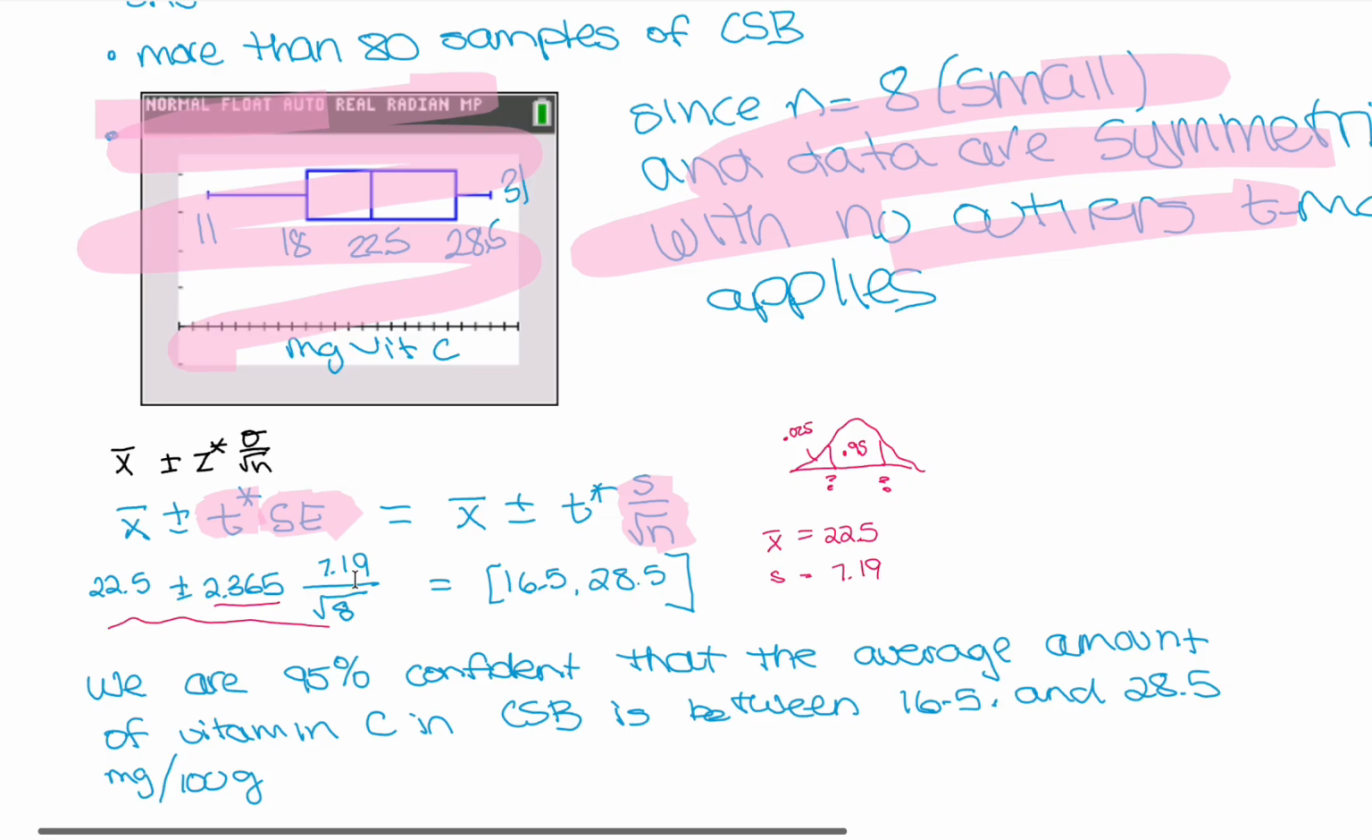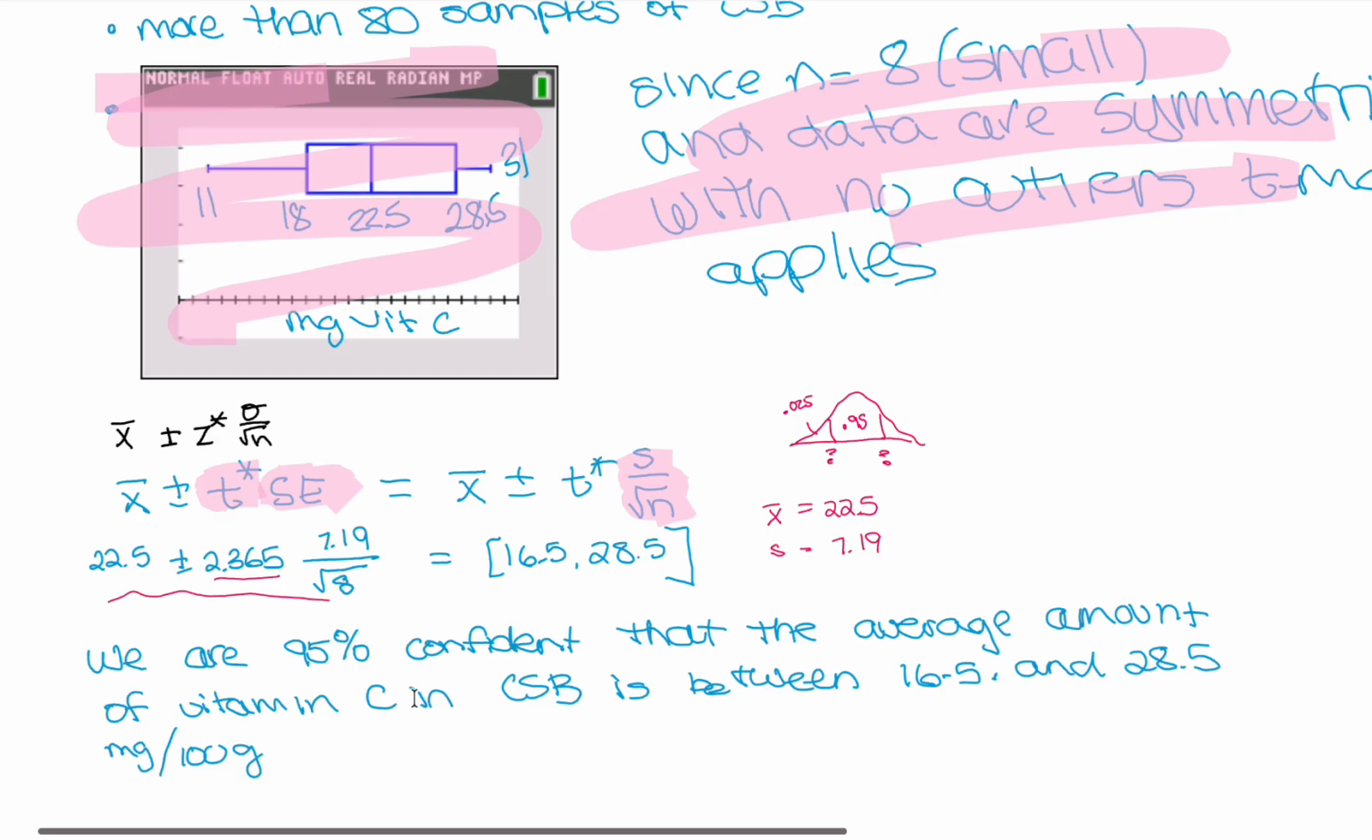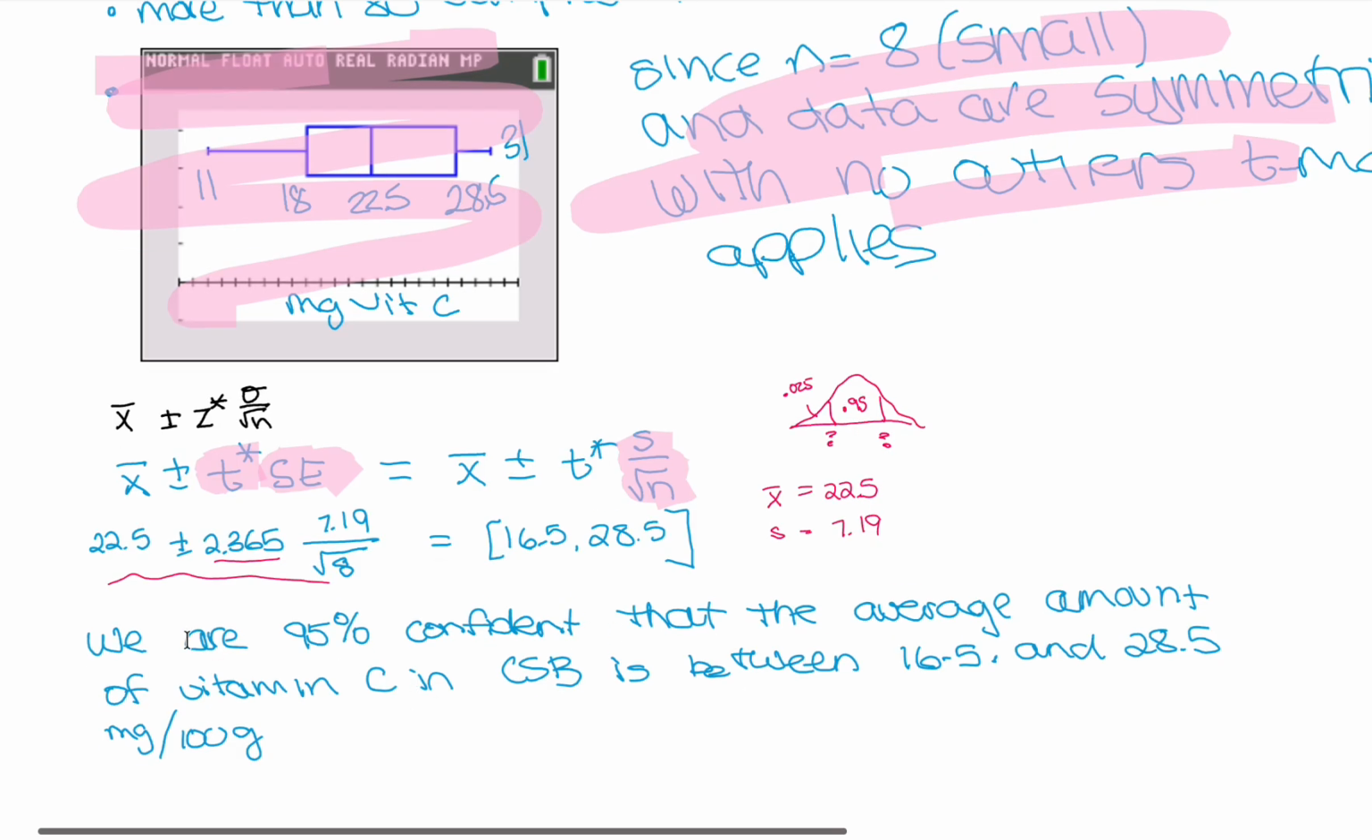Plug in all of the values. Those are all values that we got from the calculator, except the sample size. And we got this interval. And finally, we're going to interpret our conclusion. We are 95% confident that the average amount of vitamin C in CSB is between 16.5 and 28.5 milligrams per 100 grams.